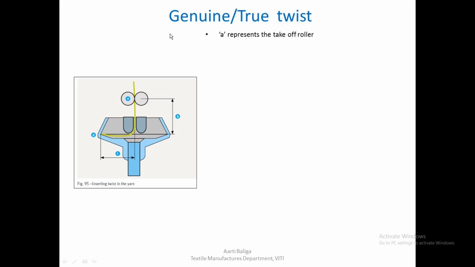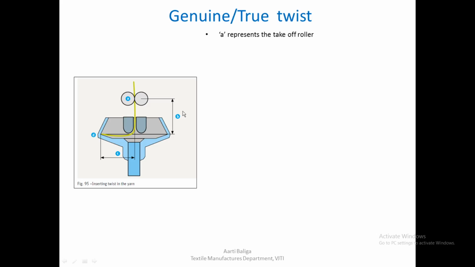So let us come to our next topic, that is genuine and true twist. So in the rotor spinning passage, or during rotor spinning, we have two types of twist that is inserted in the yarn. One is the genuine or the true twist, and the second one is a false twist. Both phenomenon happen simultaneously. So let us separate them into two different zones where we first study the true twist, and then in the next slide we will see how the false twist is inserted and how it helps us.